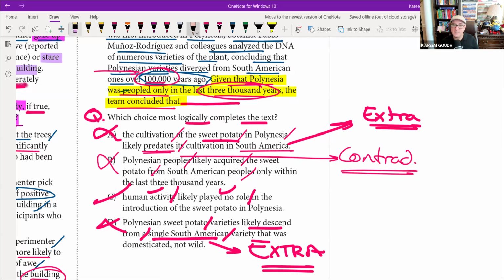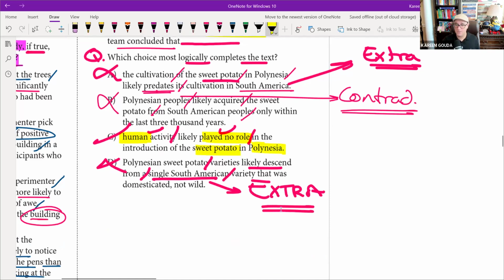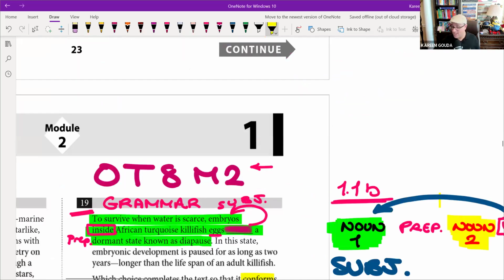Polynesian varieties diverged from South American ones 100,000 years ago. So Polynesia had sweet potatoes 100,000 years ago. Polynesia had people only in the last 3,000 years. What does this mean? Only one thing, that people played no role in sweet potato in Polynesia. That's it. That's the only answer that says so. So it's C. Easy question, even though it's supposed to be really hard.